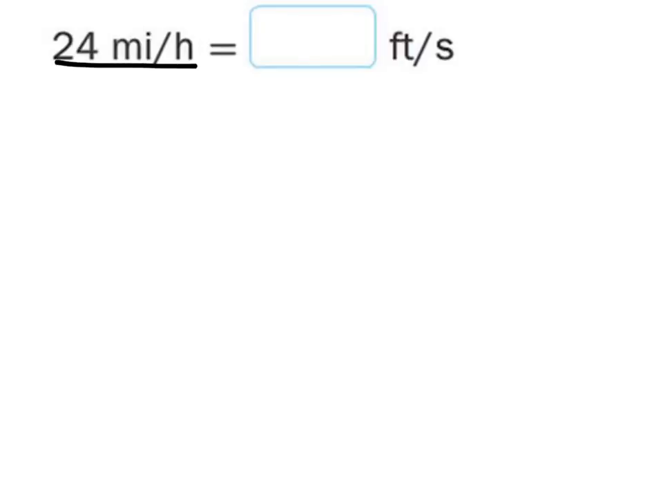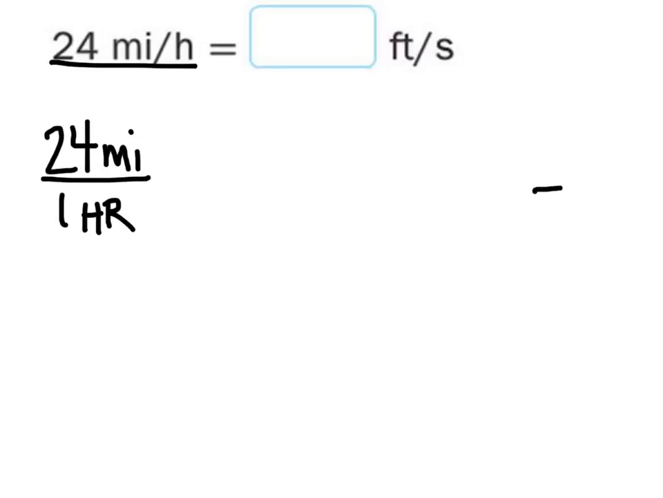Let me write this first. Again, I always write this first one as a fraction because it will tell me what goes on top and what goes on bottom. So 24 miles per hour. This one again is a conversion into feet per second. So my final should be in feet per second.